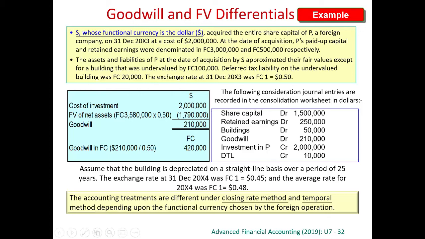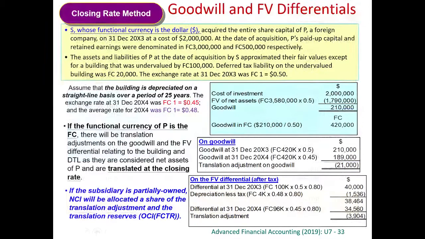But when we prepare this consolidation journal entry, of course, at the day of acquisition, we still prepare the same consolidation journal entry. And after this journal entry, goodwill will be $210,000. In other words, goodwill has been overstated. We must write it down to 189. Therefore, we should credit goodwill 21,000 to bring it down from 210 to 189.